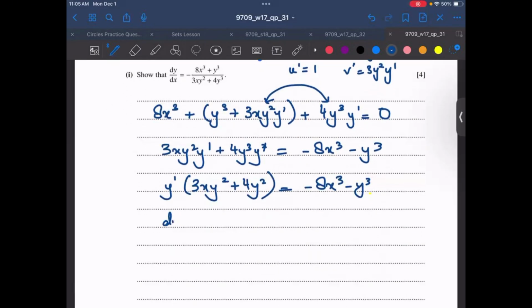So we can now write our final answer as dy by dx equals, and we just have a negative sign outside over here. So we can just write negative over here and 8x^3 plus y^3 over here. And in the denominator, we'll divide this, which is 3xy^2 plus 4y^3. Okay, so this is a cube over here and this should be a cube over here as well.